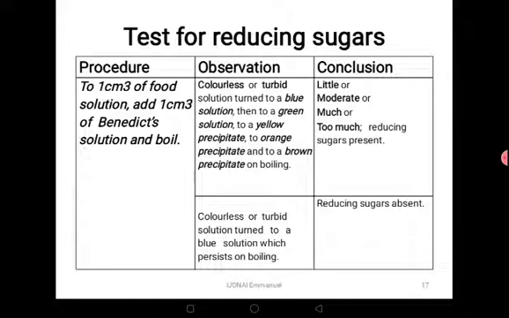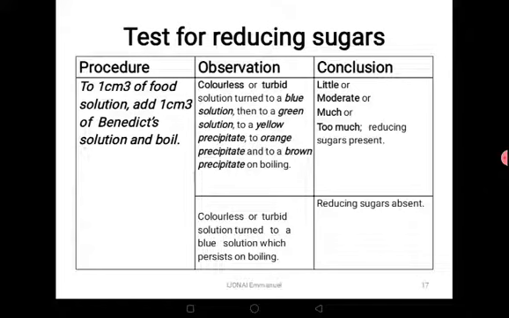So what does that mean? Each color change there means something. If the solution turned to blue, of course, then on boiling it turned to green, it means little reducing sugars are present. If you boil and it remained green, little reducing sugars present. If it turned to blue and then to green solution and then to yellow precipitate, it means moderate reducing sugars are present. Moderate, not much, not little. Moderate reducing sugars are present in that solution.